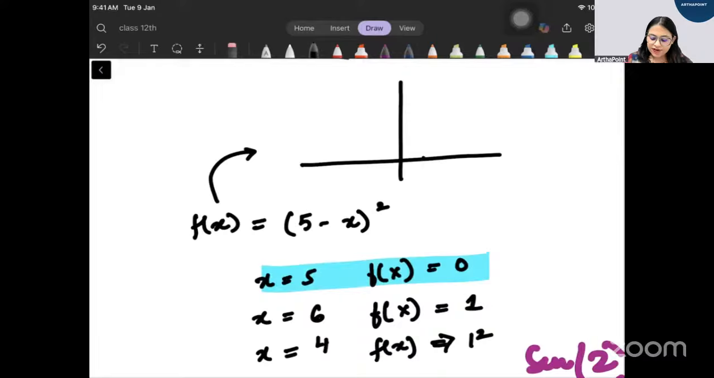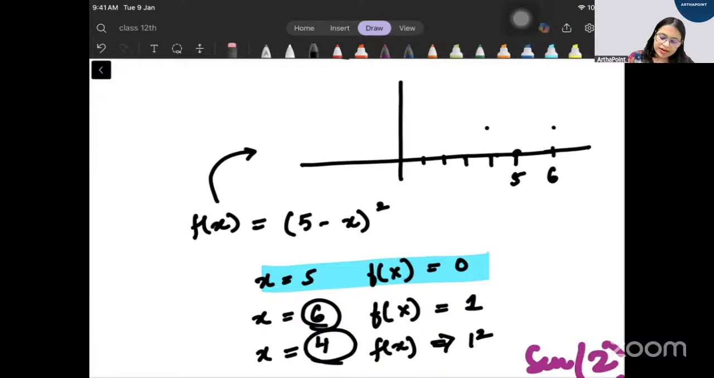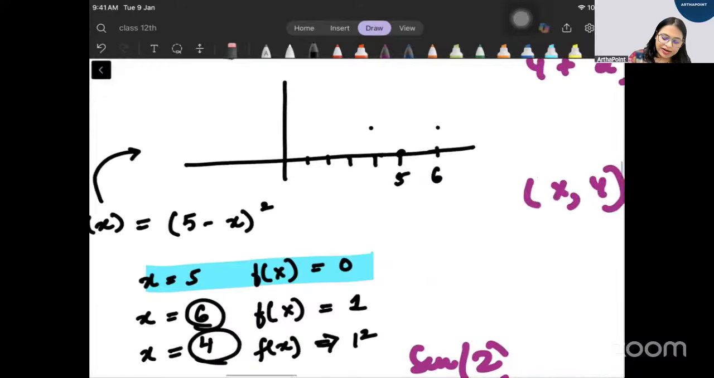Look, when x is 5, this is 0. And then when x is 6, it is 1. And when x is 4, then also it is 1. So it will turn out to be the same graph. The graph that is formed for x square, the same graph will be formed for this. Just it will be shifted, right?